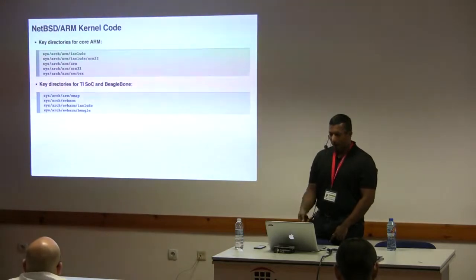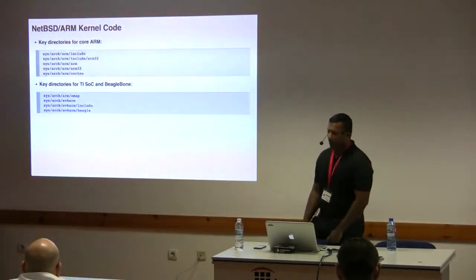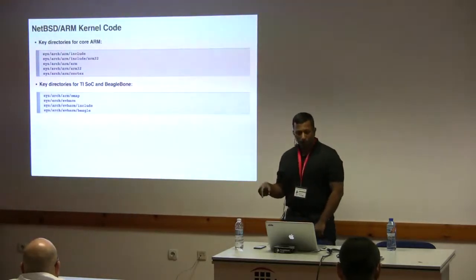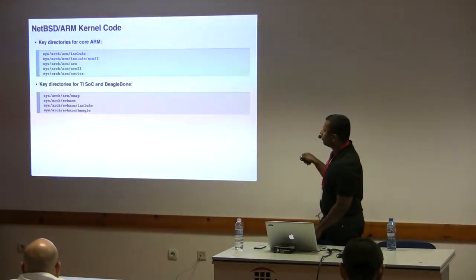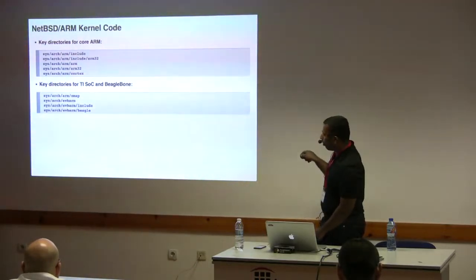Here are the paths that you want to know when you start digging into the code for NetBSD. All of the ARM-specific code is under sys/arch/arm. The headers are under include and include/arm32, and the .c files are under arm, arm32, and cortex.